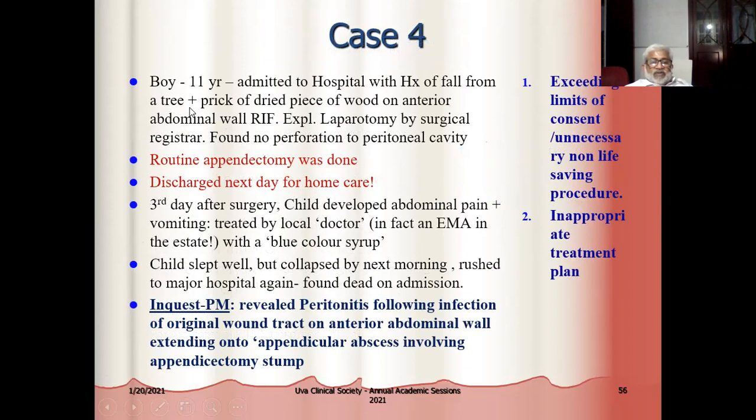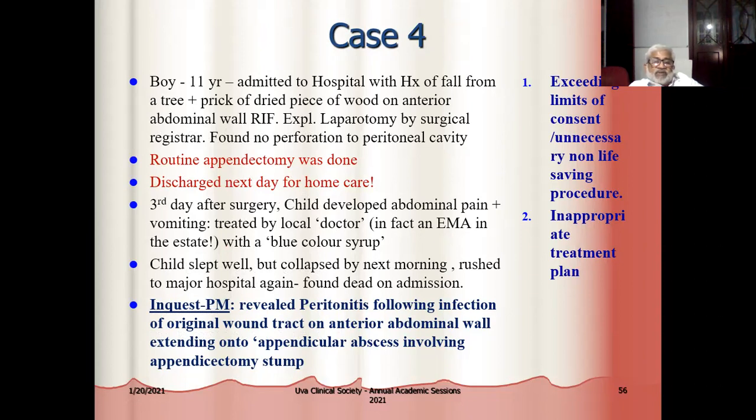Case 4. A boy, 11 years, admitted to hospital with history of fall from a tree and prick of a dried piece of wood on the anterior abdominal wall, right inguinal fossa region. Exploratory laparotomy was done by the surgical registrar, who found no perforation to the peritoneal cavity. But he did a routine appendicectomy, and discharged the patient the next day for home care.